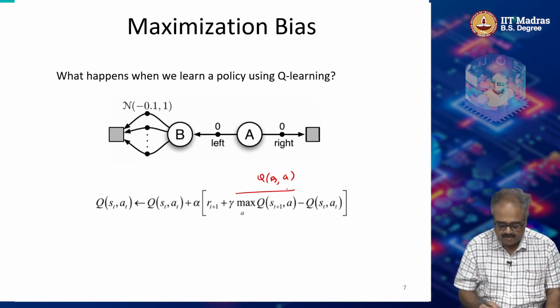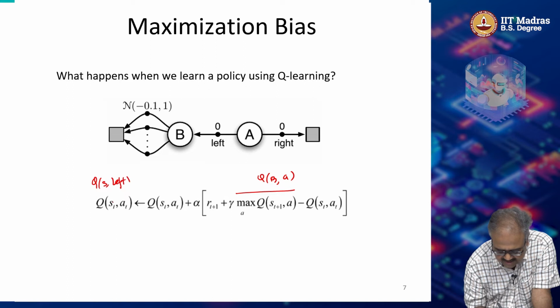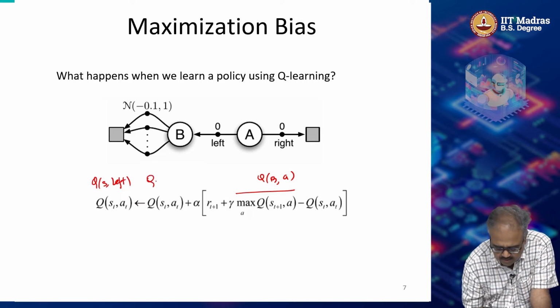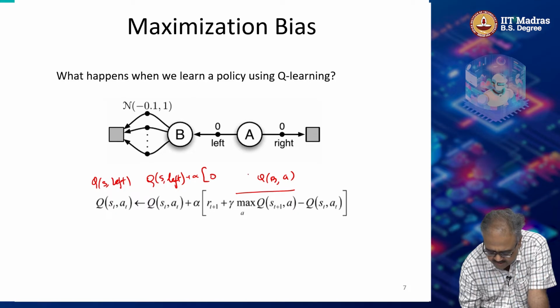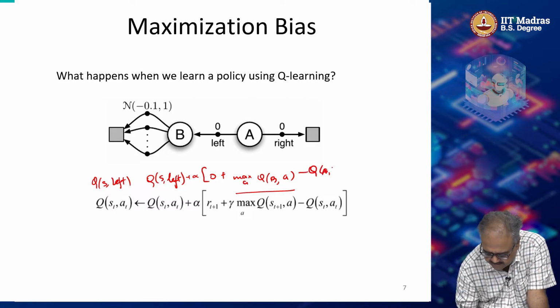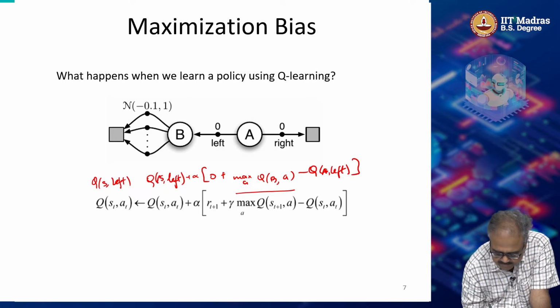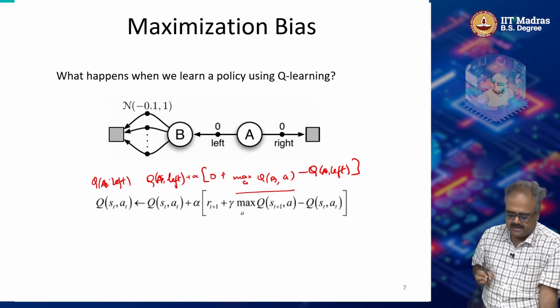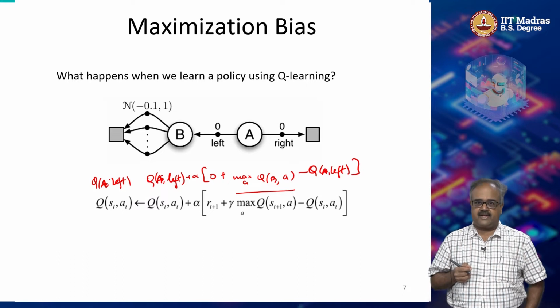So, what I am trying to update here is Q of S comma left. I will use the old Q of S comma left, plus alpha times this quantity: R which will be 0, plus, no gamma, whatever is the max over A of Q of B comma A, minus Q of S comma left. Here A is capital A. So, this is basically the update equation that I will have.